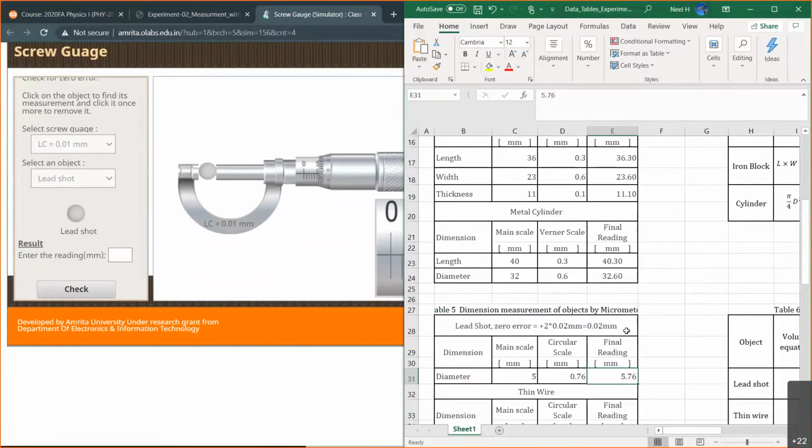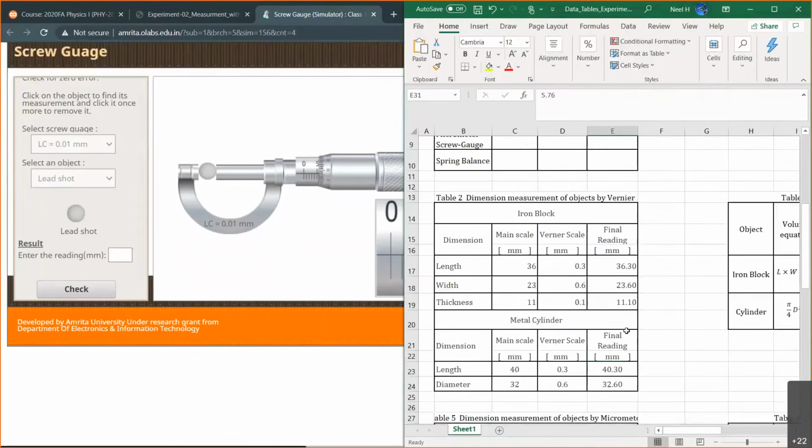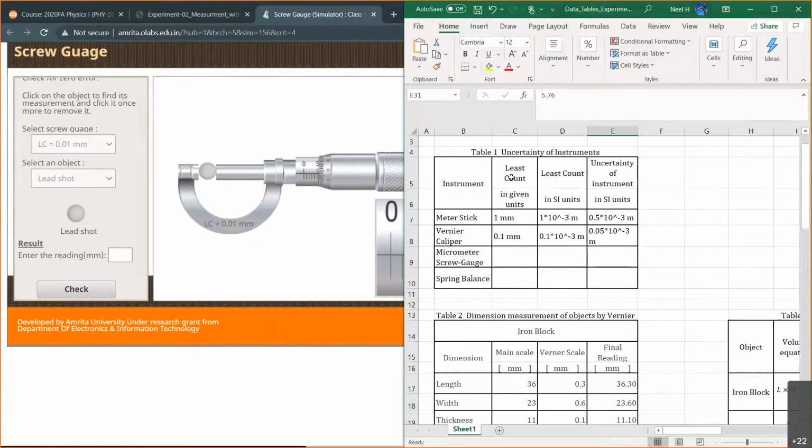Okay, then let's take a look at a couple of things on table number 1. You remember you have to complete the micrometer screw gauge. Least count is 0.01 in millimeter. Now you can see how the accuracy increases, right? Meter stick only 1 millimeter, micro caliper 0.1 millimeter, micrometer screw gauge 0.01 millimeters, right?